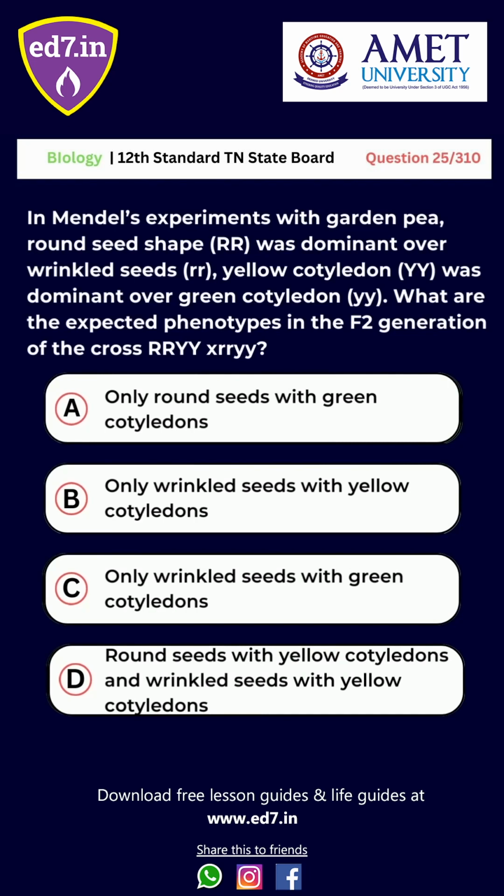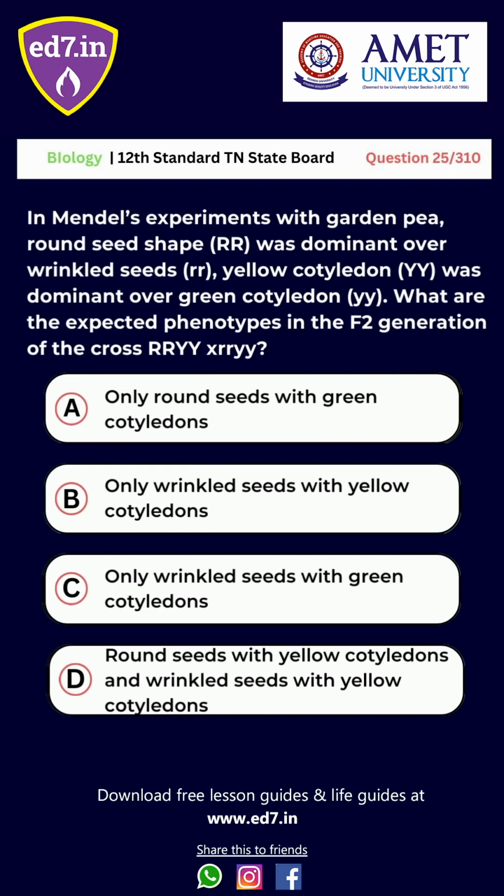Question number 25. In Mendel's experiments with garden pea, round seed shape capital R was dominant over wrinkled seeds small r. Yellow cotyledon capital Y was dominant over green cotyledon small y. What are the expected phenotypes in the F2 generation of the cross capital R, capital Y into small r, small y?